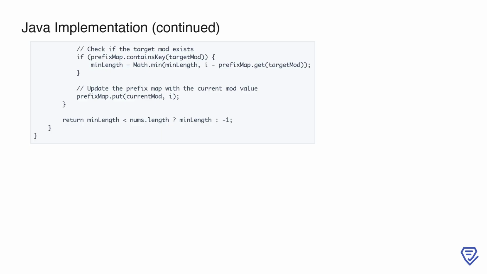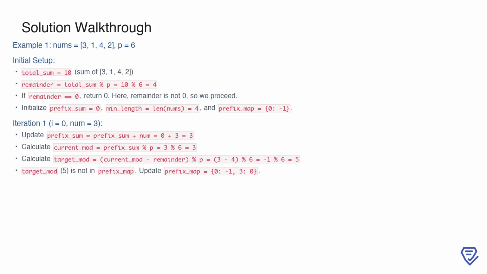Let's start with the example where nums equals 3, 1, 4, 2, and p equals 6. First, we calculate the total sum of nums, which is 10. Next, we find the remainder of dividing this total sum by p. Since 10 modulo 6 equals 4, the remainder is not 0, meaning we need to proceed with our logic to find a subarray whose removal makes the sum divisible by 6.